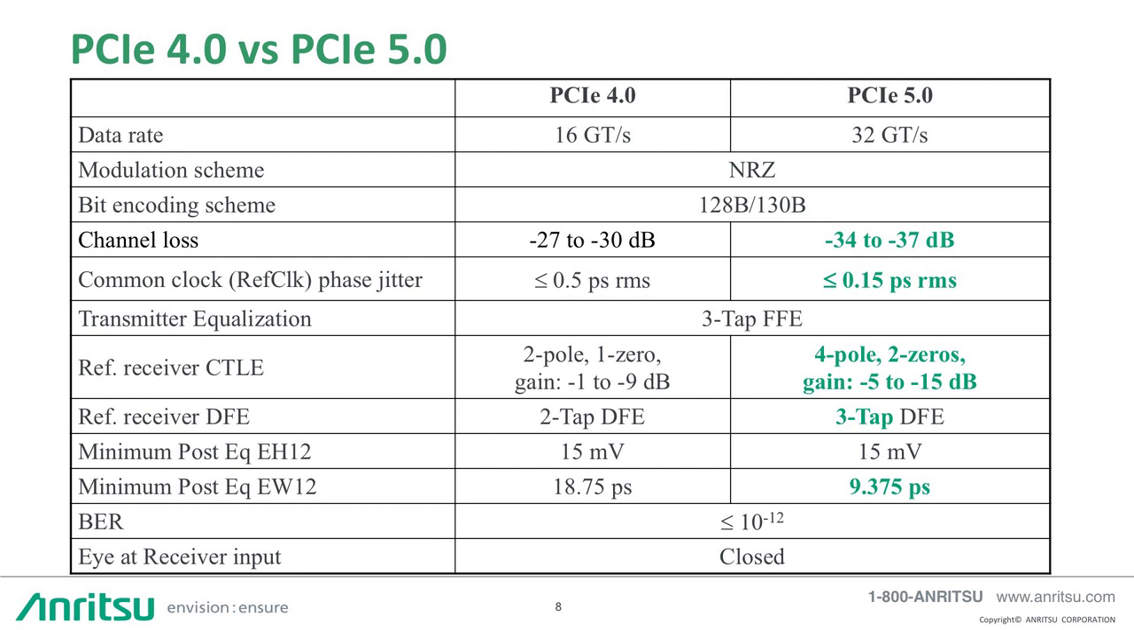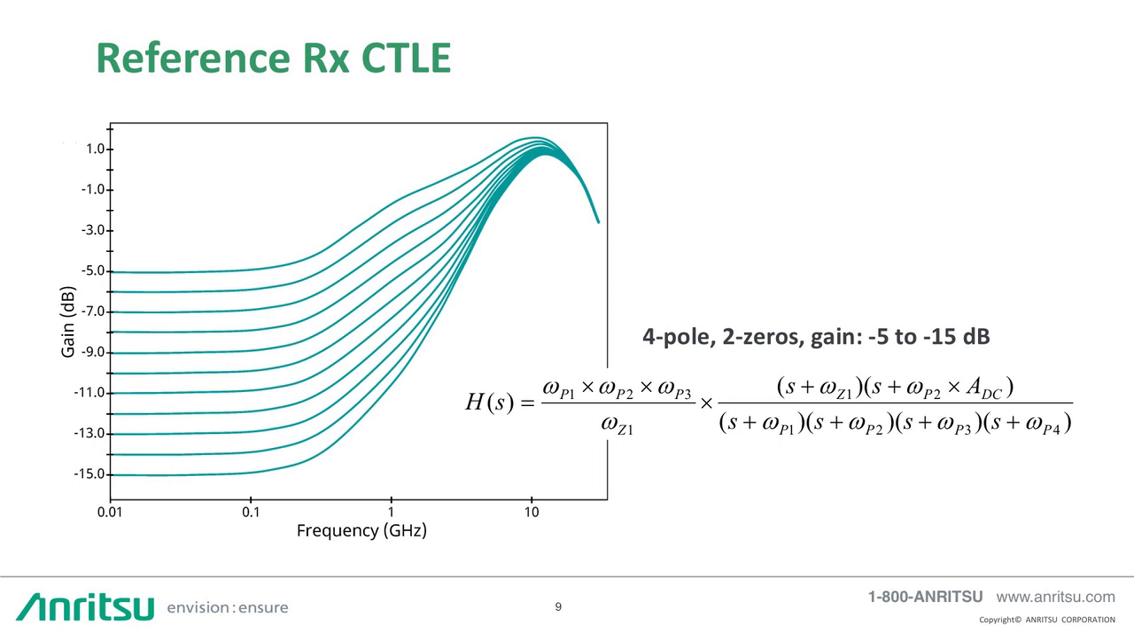The distributed reference clock or common clock architecture was optional in PCIe Gen 4, but is now required in PCIe Gen 5. The transmitters use the same feed-forward equalization scheme and have 11 sets of tap presets that are labeled P0 through P10. The reference receiver equalization scheme for Gen 5 is more elaborate than it was for Gen 4.